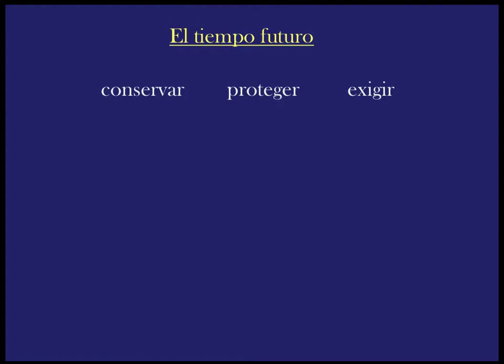El tiempo futuro. So let's start off with three verbs: conservar, proteger, and exigir. Notice I picked an AR, an ER, and an IR verb. This is extremely different from anything you've learned, because up until now, whenever you've learned a new tense, you have dropped that AR, ER, and IR and replaced it with something. But for future tense, and I like to think that it is the case because it hasn't happened yet, we actually don't drop anything. We add to the ending.